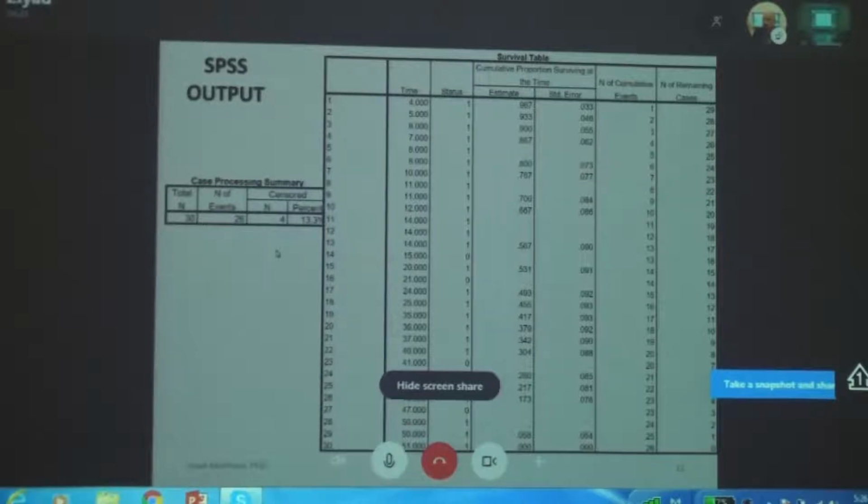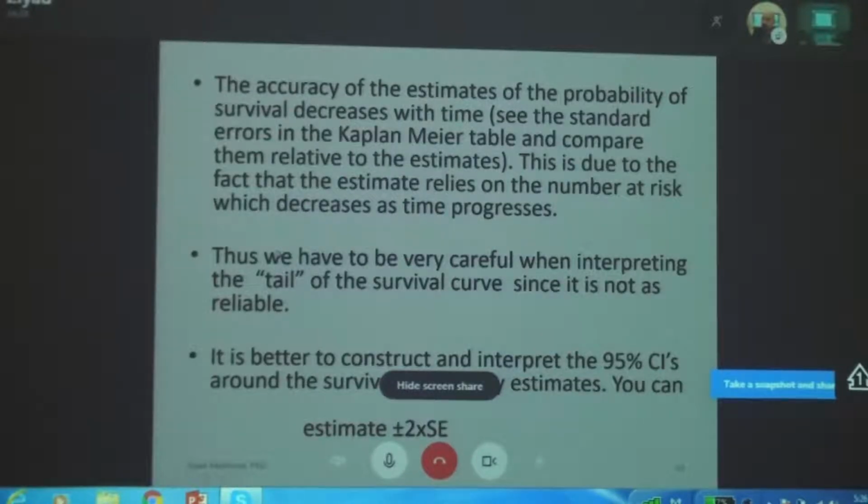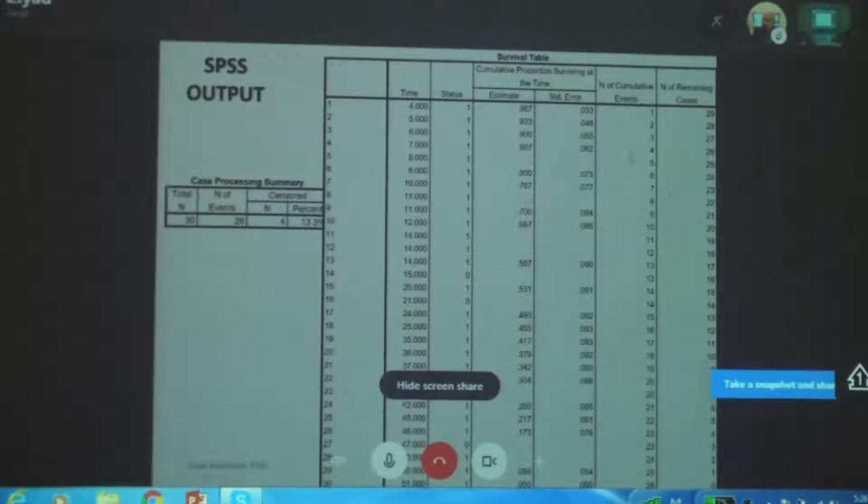So, couple of notes. The accuracy of the estimates of the probability of survival actually goes down with time. If I go back and I'll show you the standard errors, you can see that these standard errors are going up. So this means that you have more variability. Now it reaches a point where basically it starts going down. Although it's going down, you can see also the probabilities are smaller.